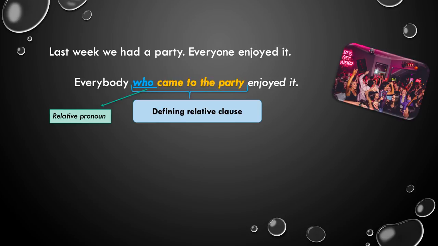You should know that there are two types of relative clauses, defining and non-defining. Now, this is an example of a defining relative clause. It defines the noun that it is connected with. Define the noun that comes before the relative clause.